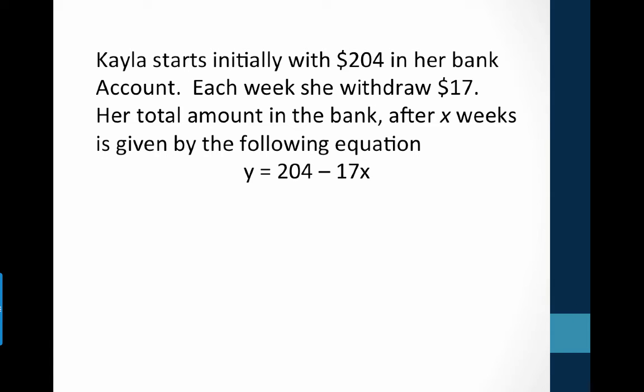Okay, so let's look at our application problem. Kayla starts initially with $204 in her bank account. Each week she withdraws $17. The total amount in the bank account after x weeks is given by the following equation: y equals 204 minus 17x.